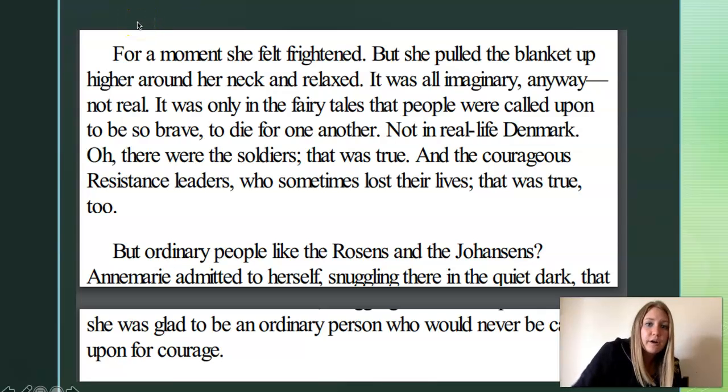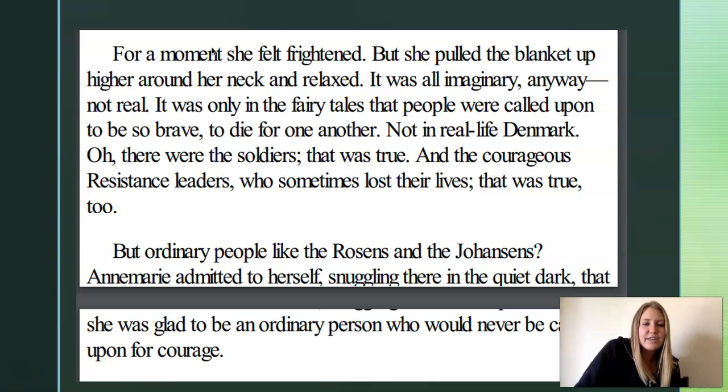It says, "For a moment she felt frightened, but she pulled the blanket up higher around her neck and relaxed. It was all imaginary anyway, not real. It was only in the fairy tales that people were called upon to be so brave, to die for one another. Not in real life Denmark. Oh, there were soldiers, that was true, and the courageous resistance leaders who sometimes lost their lives. That was true too. But ordinary people like the Rosens and the Johansons, Anne-Marie admitted to herself, snuggling there in the quiet dark, that she was glad to be an ordinary person who would never be called upon for courage."